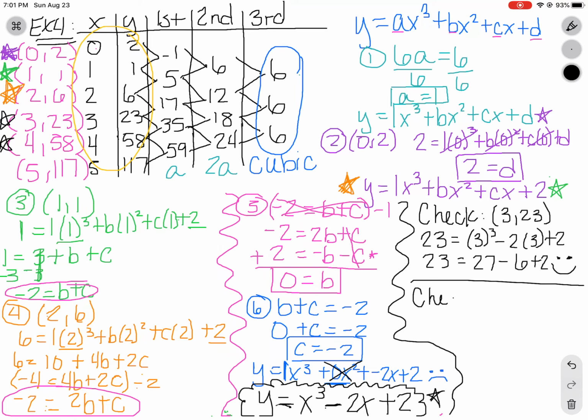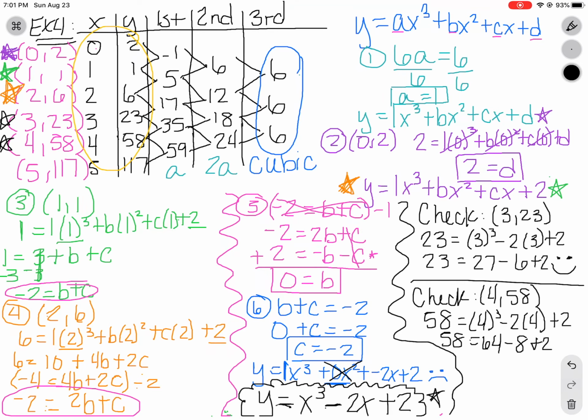If we check 4, 58, we would get 58 because that's the y value equals 4 cubed minus 2 times 4 plus 2. So we're checking if 58 is equal to, let's see, 4 cubed would give me 64 minus 8 plus 2. 64 minus 8 is 56, plus 2 is 58. So that also checks out.